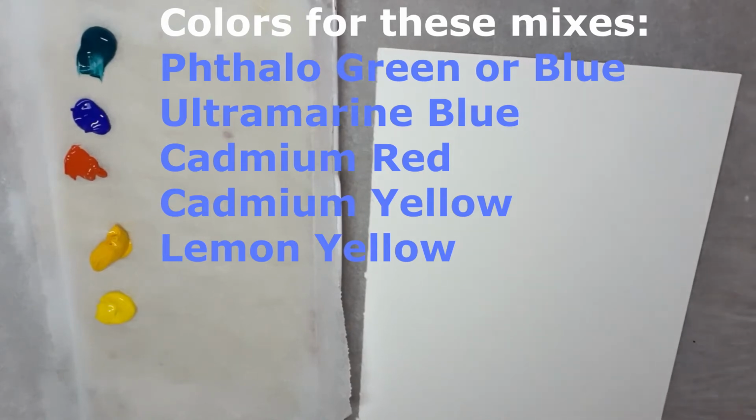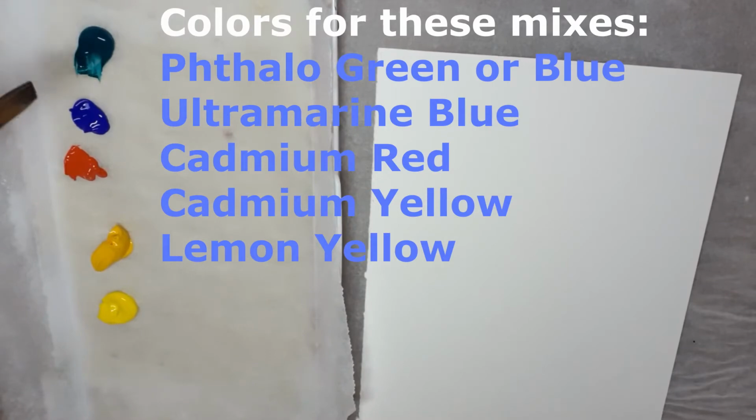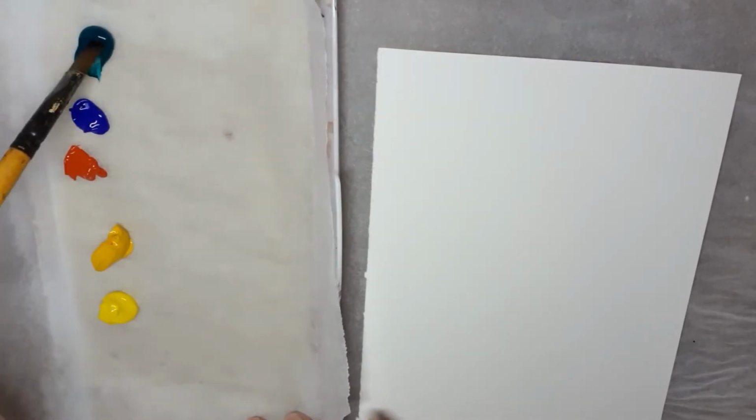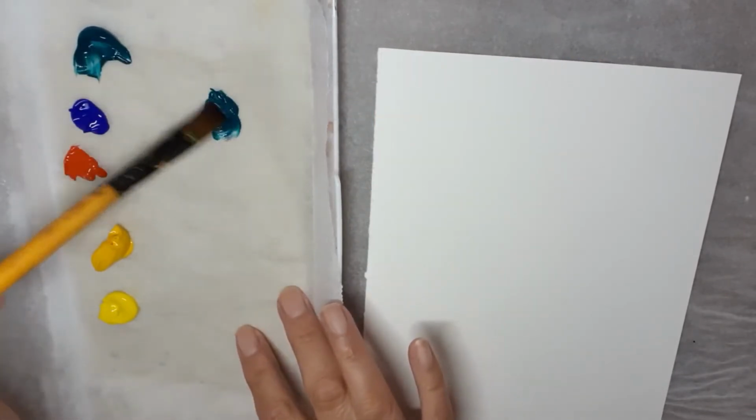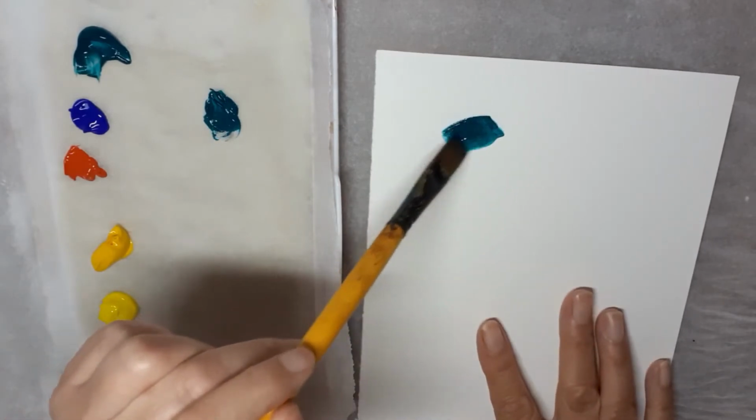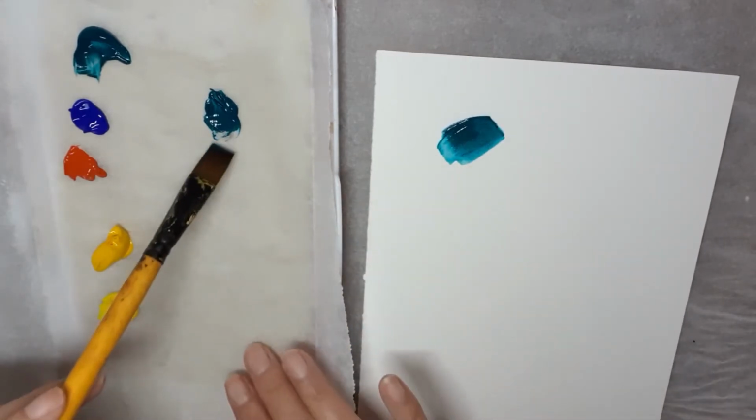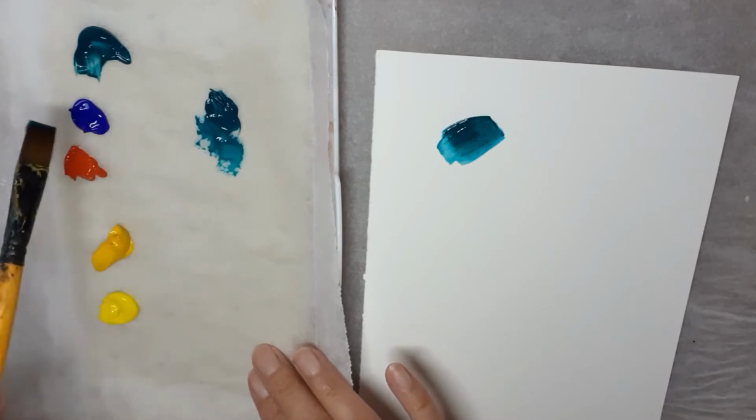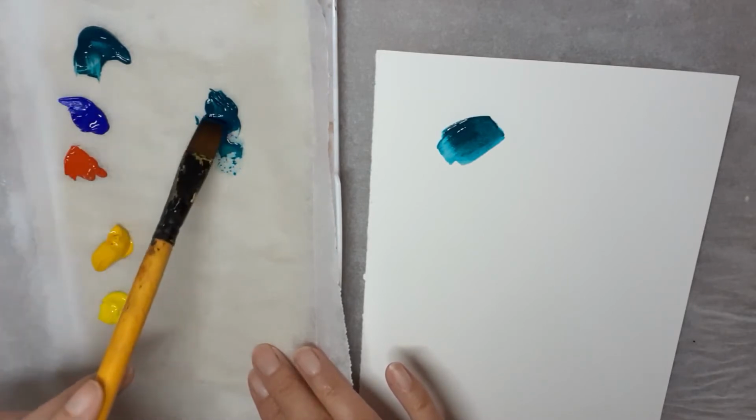To make emerald, I think one of the easiest ways is if you've got phthalo blue or phthalo green. I've got phthalo green here. I mean, it's fairly close. Beautiful colour, but very intense. You could just add a little bit more blue to it.